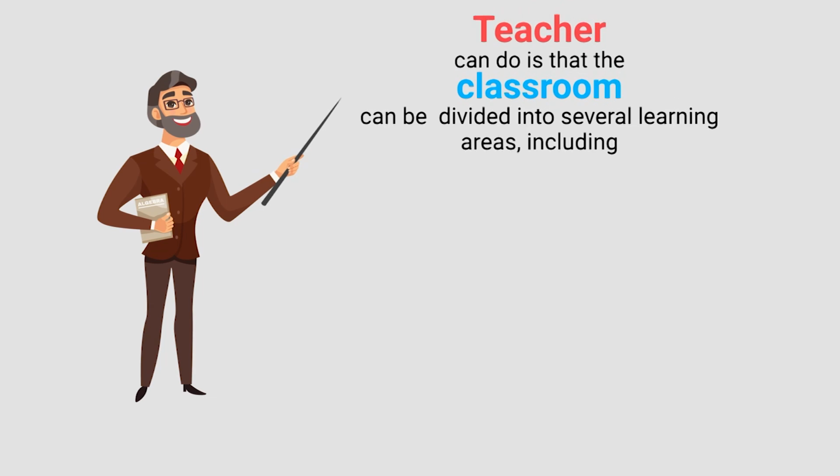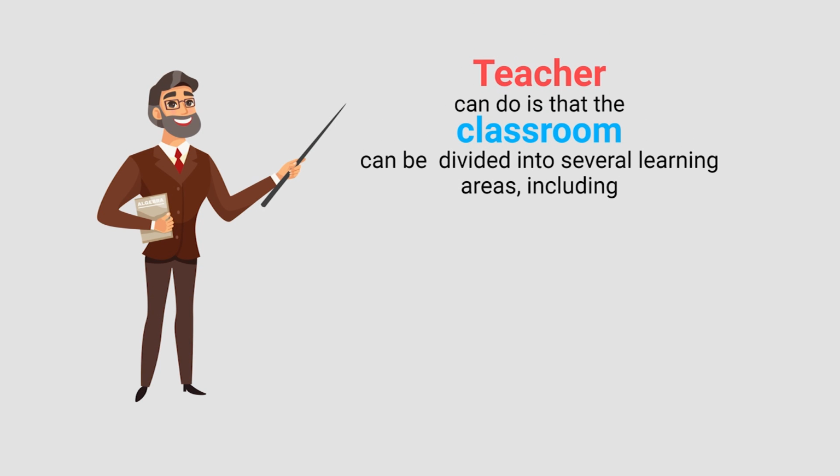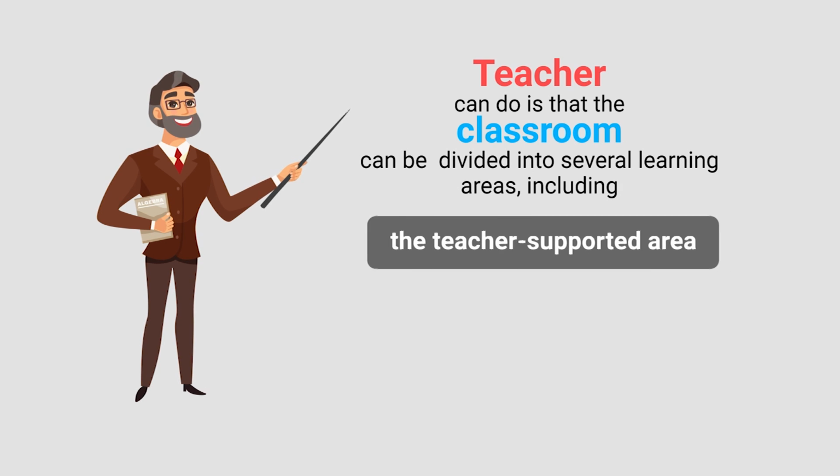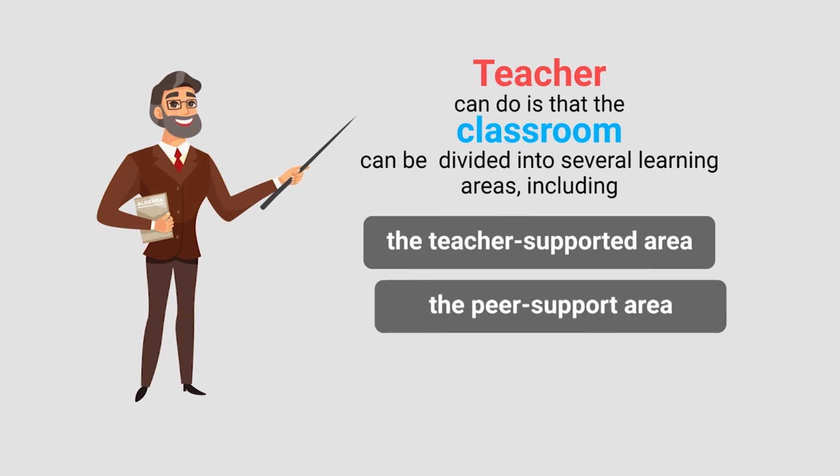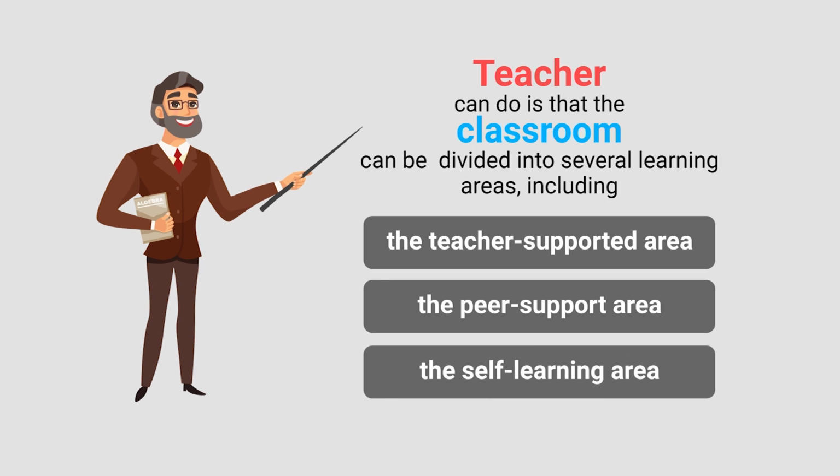A few things which a teacher can do is that the classroom can be divided into several learning areas, including the teacher-supported area, the peer-supported area, and the self-learning area. Children learn at their own pace, following a learning ladder with movements corresponding to each concept. The child should be assisted by a variety of learning resources, including the teachers, peer games, and traditional resources such as local songs and puppetry.